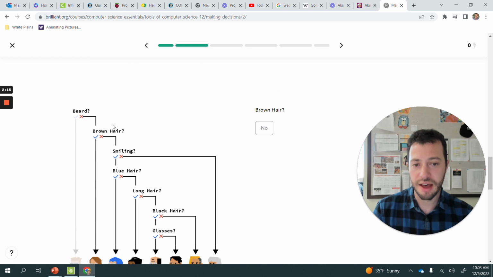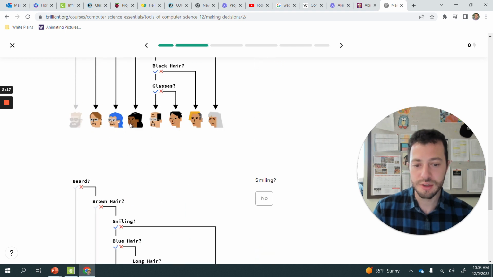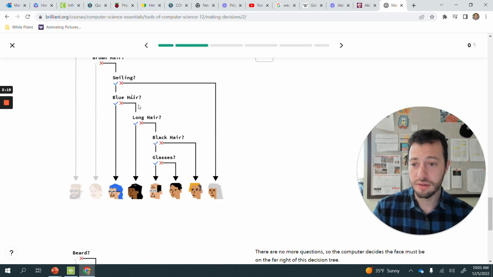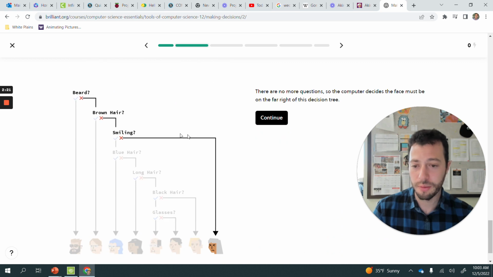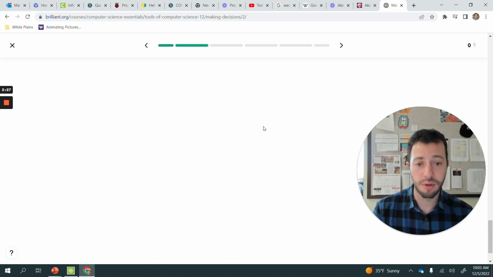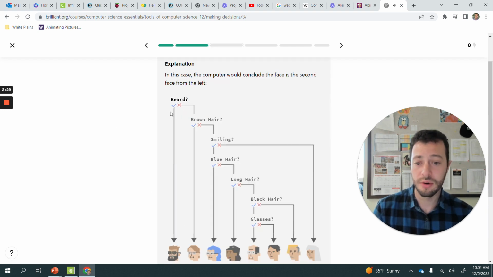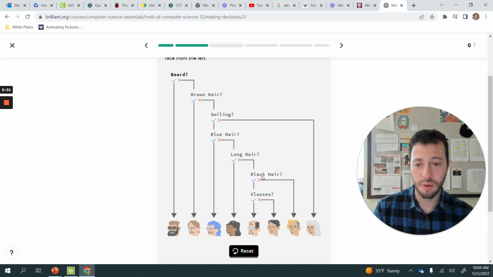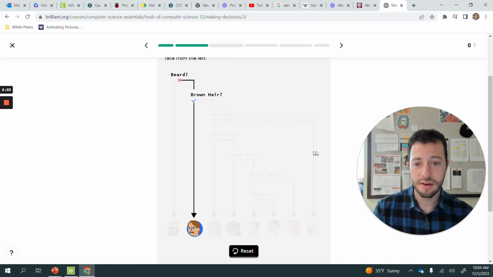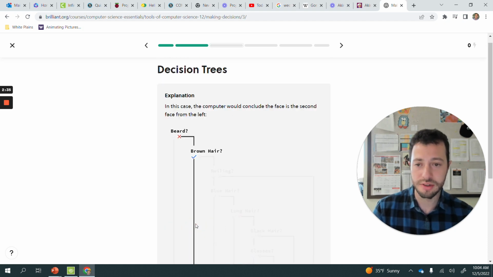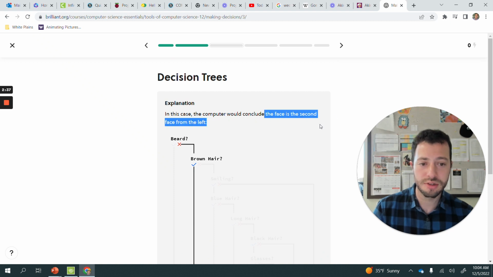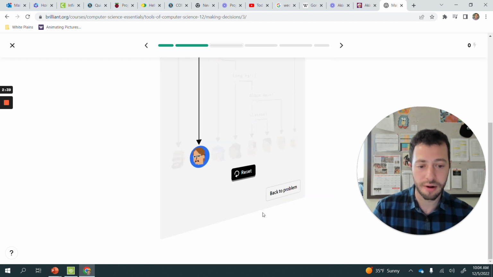Okay. Does it have brown hair? No. Okay, let's move on to the next step. Smiling? No. Move on to the next step. And then there's no more questions, so it thinks that this is going to be the output, regardless of if it actually is. It must be the one on the right over there. So, well, let's play it and watch it happen. Beard, brown hair. Yep. All right. So it thinks that that's going to be the one over here. It concludes the face would be the second face from the left over there.